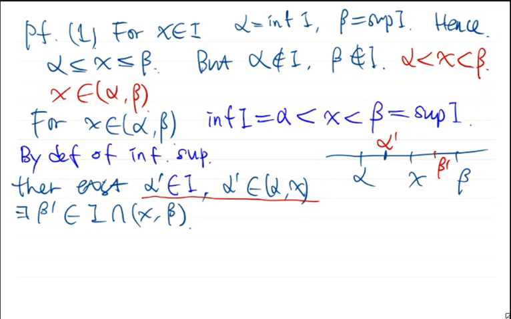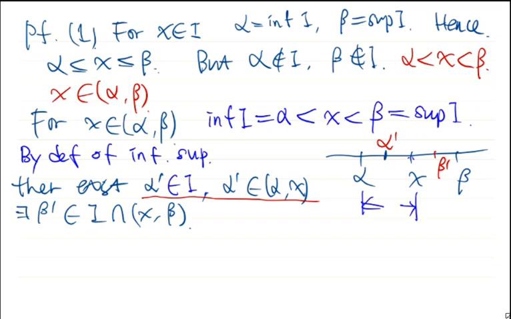You see, if there are no elements of I within this interval, then the infimum of I will not be less than x. So this is a contradiction to the fact that alpha is the infimum. Okay, so this contradiction implies that there must be an element of I located between alpha and x. That is our alpha prime. Similarly for the beta prime.